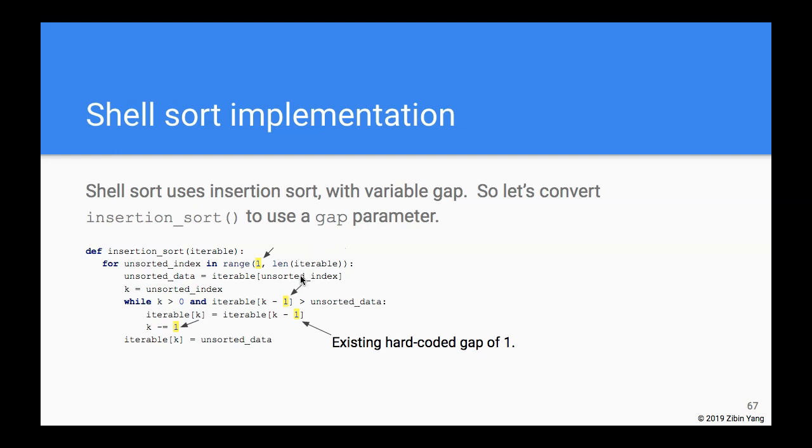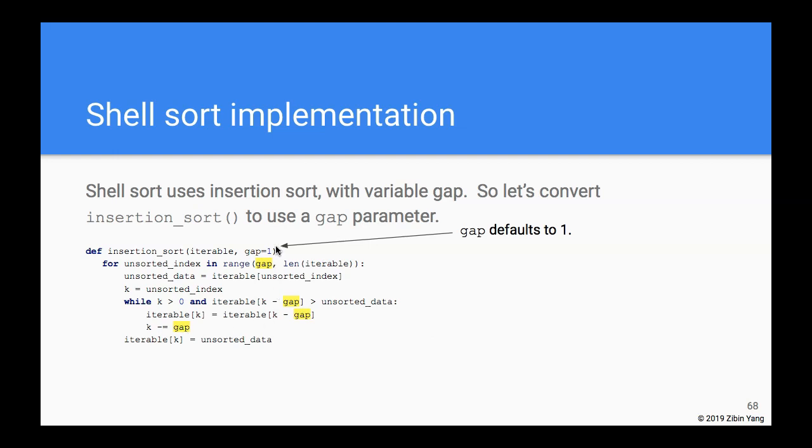And where are we going to use gap? Basically everywhere we use the number 1, because that used to mean the gap is just one position apart. I identified quite a few places where we use the number 1 here, and we're going to change that 1 to gap, which is passed in as a parameter. To keep the original behavior, gap is going to default to the value of 1.